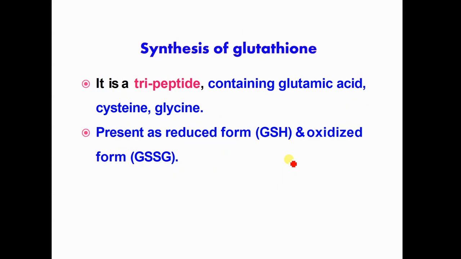Okay, sorry, I forgot. And the next one is the synthesis of glutathione. This glutathione is a tripeptide containing glutamic acid, cysteine and glycine. This will be present in a reduced form as well as in the oxidized form. The highest content of this glutathione will be present in the retina of your eye as well as in the RBC cells. This is required to maintain the shape of RBC.